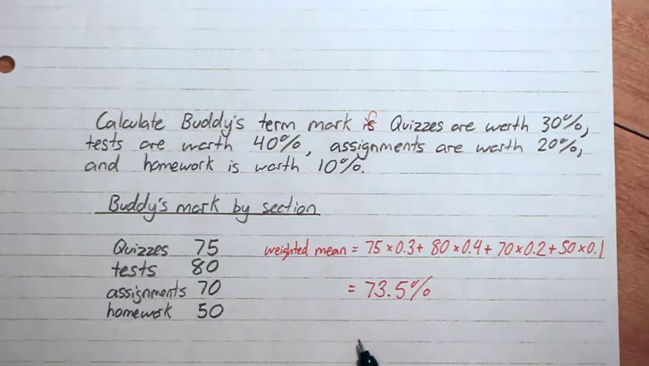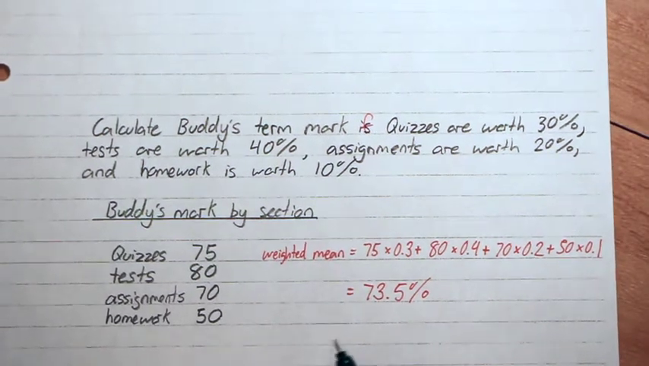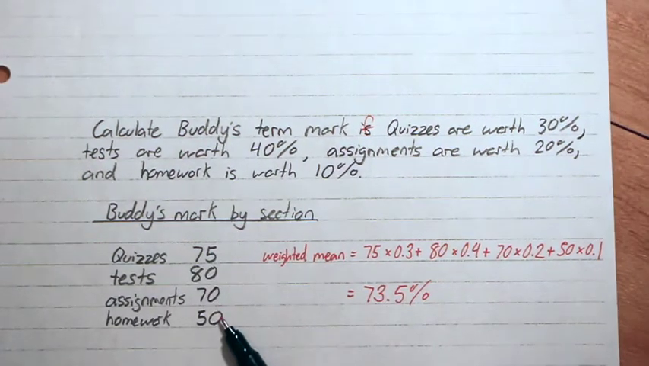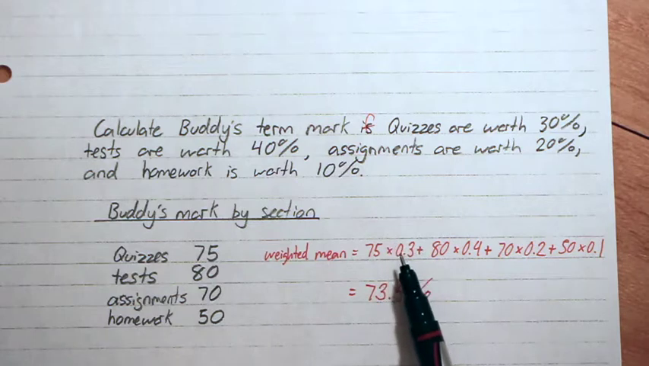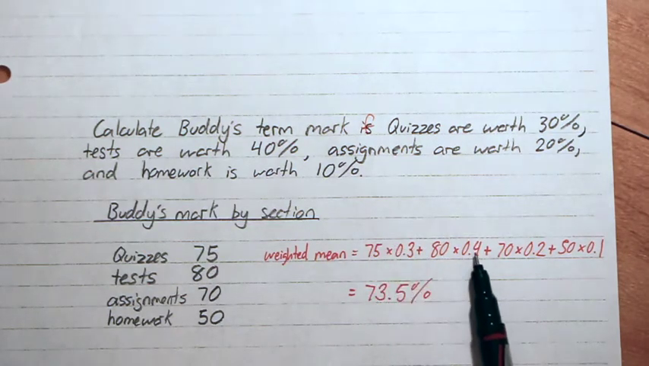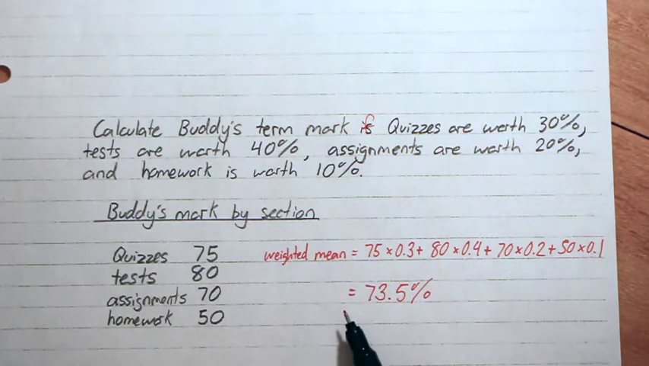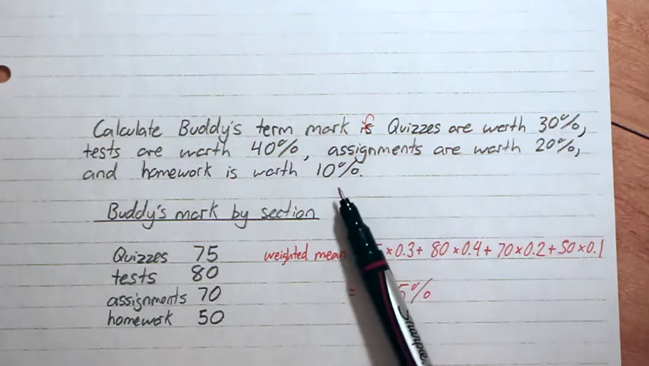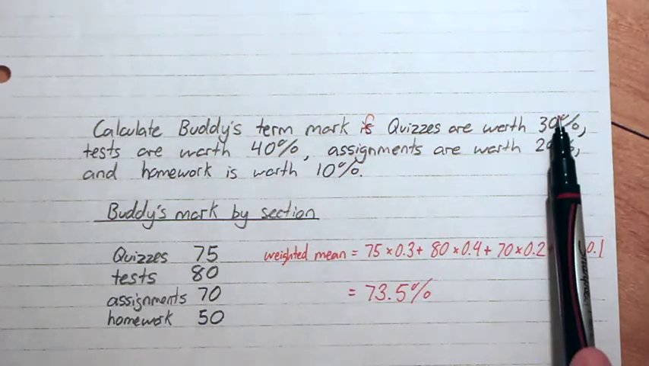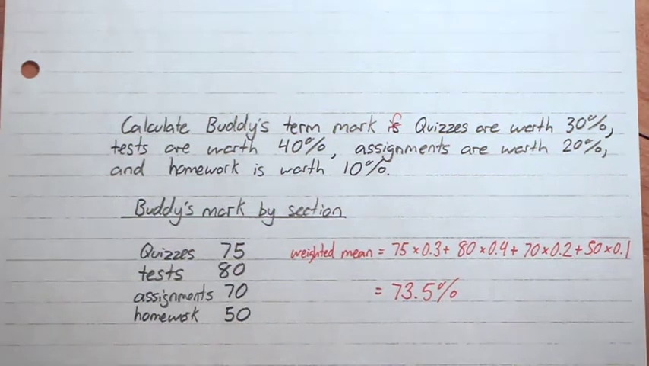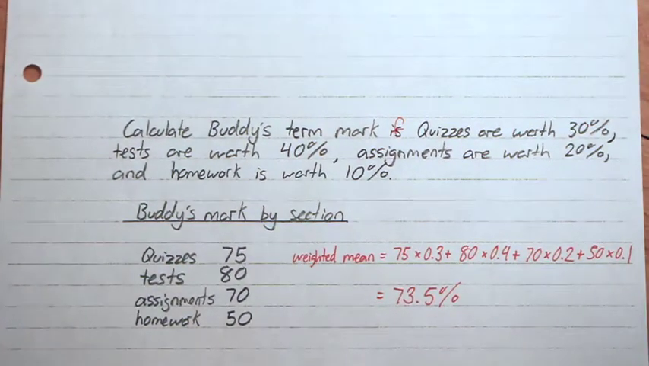How do we know that we did enough? There are enough things to add up and get a final mark. It's because when you add up the weights here, you should get 1. Or if you add up the percents of everything, you should get 100. If you don't have that, then you don't have all your values.